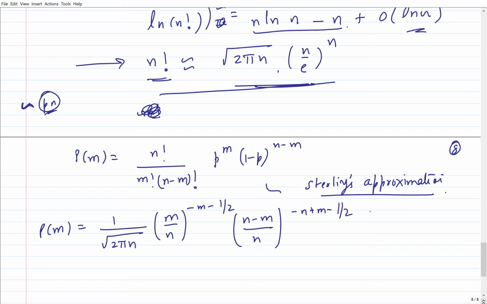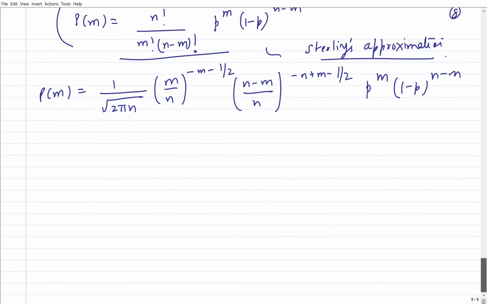So this is just algebra. You need to figure it out, and I would urge you to figure it out yourself. All we are doing is in the above formula plugging in the Stirling's approximation, and then we are all set.